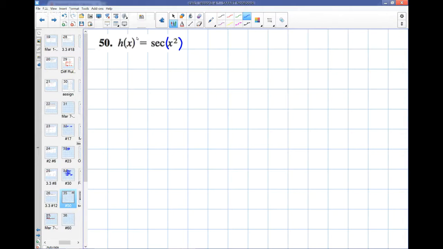So you need to remember, how do you take the derivative of secant? And you remember it was secant. So what's the derivative of secant x? It was secant x times tangent x. So when we take the derivative, first of all, it's secant x squared times tangent x squared. So that's just following the derivative.